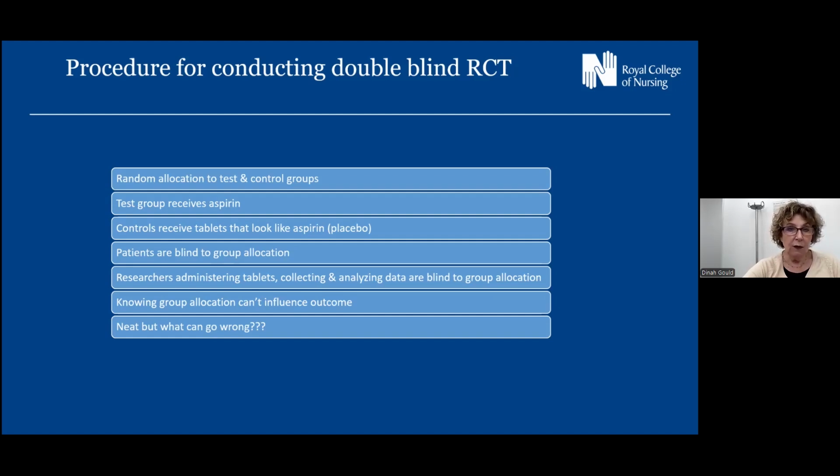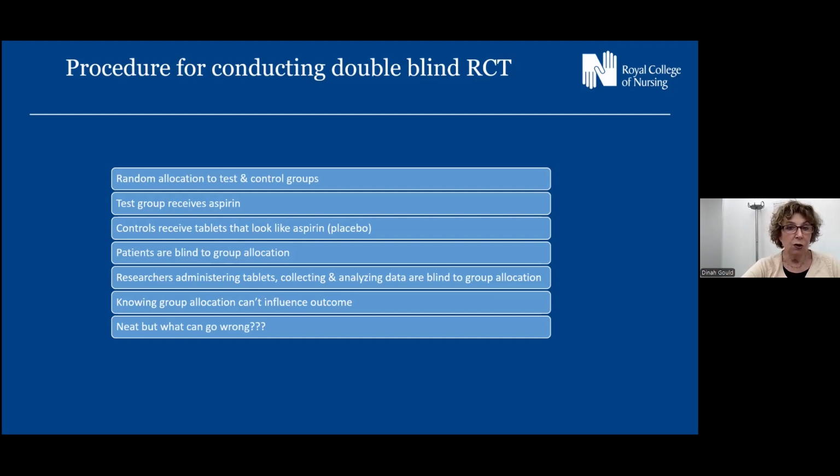The test group would get the aspirin, the control group would get tablets that look exactly like the aspirin, the placebo tablets, and the patients can't tell the difference between them and the real thing, and neither can the people dishing them out or the people analysing the data. The patients are blind to group allocation. That means the patients don't know what group they've been put in. They don't know whether they're really taking aspirin or not, so they can have no preconceived notions about whether they're going to be protected from heart attack or not.